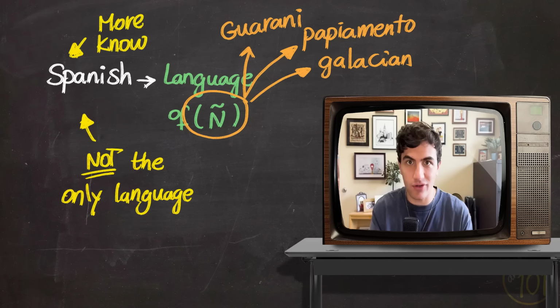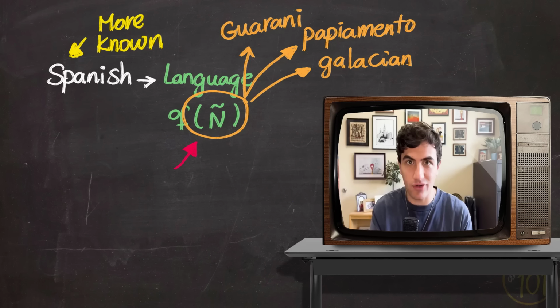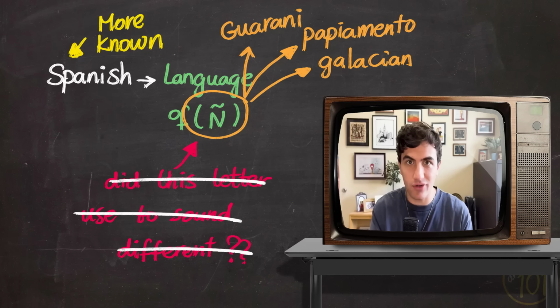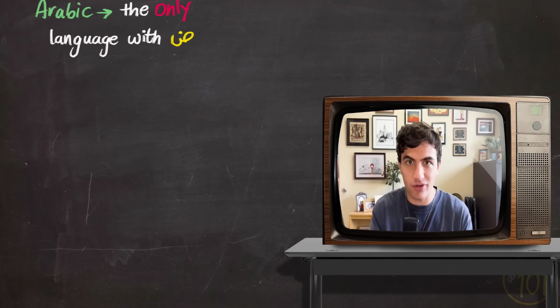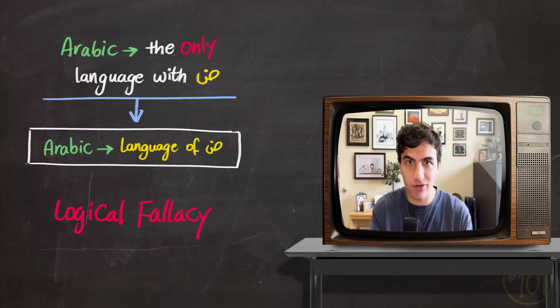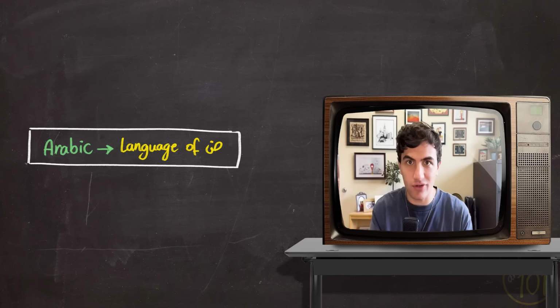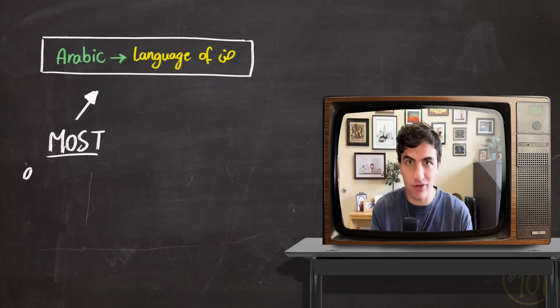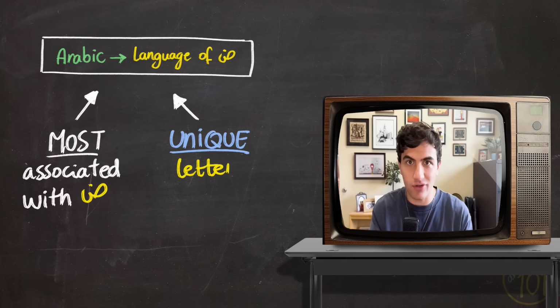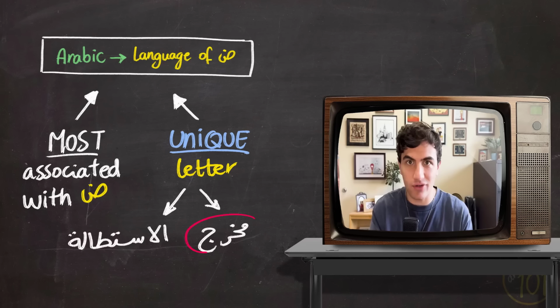But in comparison, Spanish is a more widely used language. So saying that it is the language of Enya should not lead us to investigate that this letter used to be pronounced differently to make Spanish worthy of the title. So this conclusion from this statement is just a logical fallacy, and it should simply mean that Dhad is strongly associated with Arabic, and that it is indeed a unique letter for its unique sifa and the place of articulation that it doesn't share with any other Arabic letter.